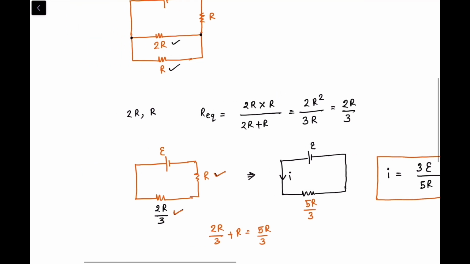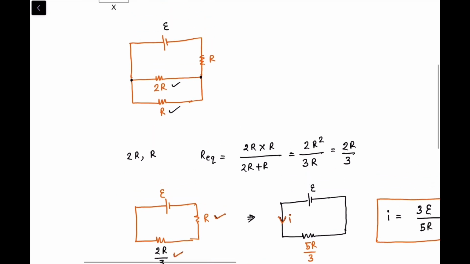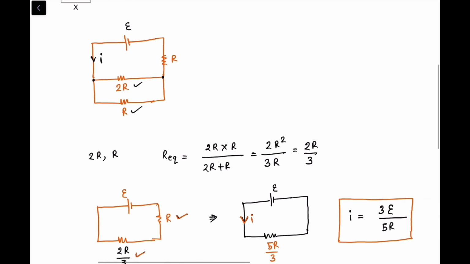So what is the current I? So current I in this circuit is this, but in the original circuit current I is actually this, which is the 3E by 5R. See, current I is actually this, right? In this branch it will flow in this branch. So that means in the original circuit also this will flow in this branch, right? So this is our current I.